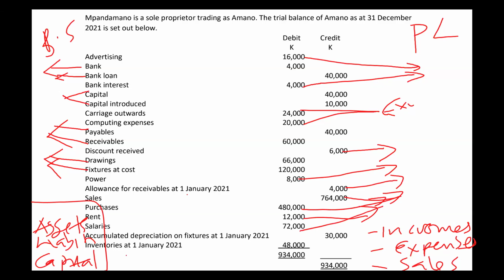Opening inventory, you had said profit and loss, and then you said it's an asset, I think. Depreciation on assets, where do you take it? The accumulated depreciation goes to the balance sheet, because this is the level of loss that has occurred on the asset, the value that the asset has lost from the time you acquired it.